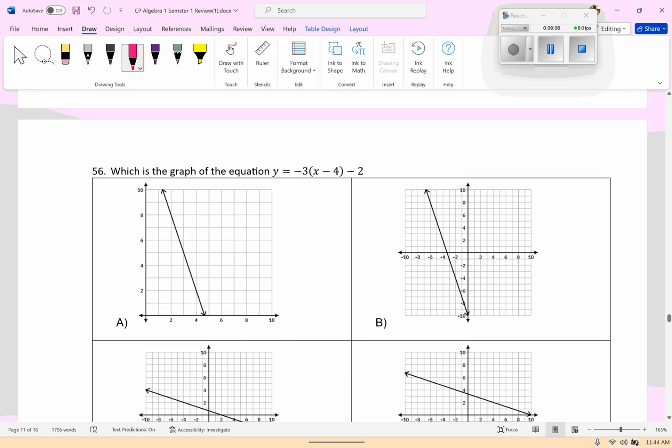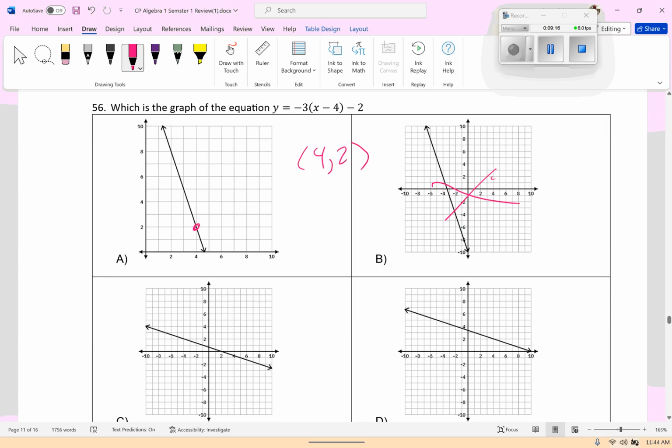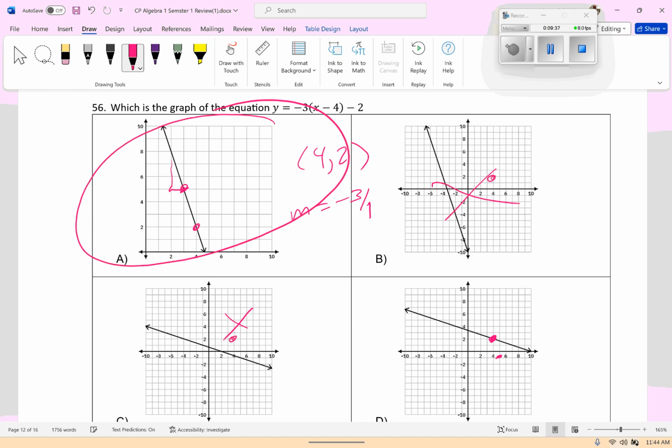Let's graph this. So we're looking for a graph that has 4 comma 2. 4 comma 2, yep. 4 comma 2, nope, because 4 comma 2 is right there. 4 comma 2, nope. And 4 comma 2, oh, it has it right there. Okay, now let's look at our slope. Our slope is in front, which is negative 3 over 1. So let's go down 3, right 1. That one works. This one, does that work, or this one? Down 3, right 1, nope. This is the only answer that works with that slope.